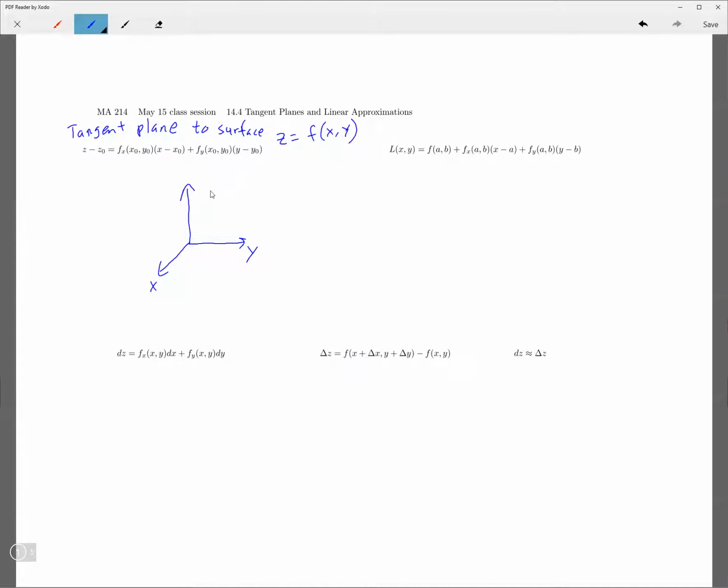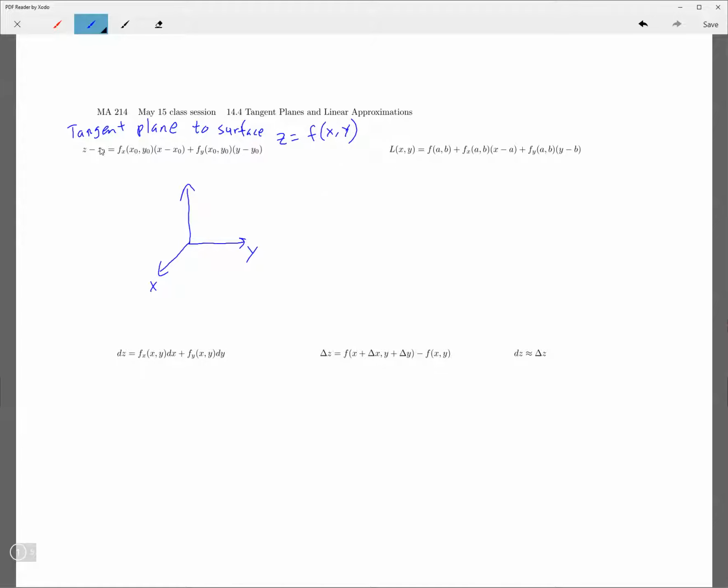Okay, and that plane is going to be sort of around that point. It's going to be sort of an approximation, because at the point, it's going to intersect with the function, the surface. Okay, and then close to that point, it's going to be close to the surface. I don't know, maybe I should have put a picture to kind of visualize that.